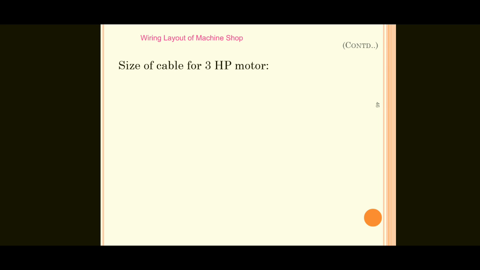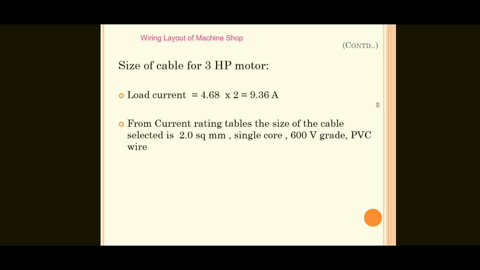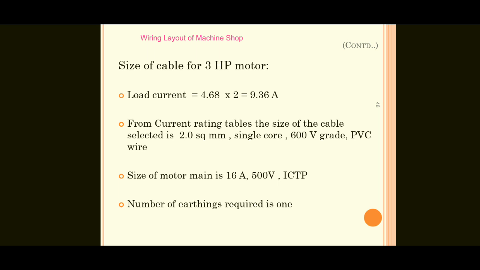Size of cable for 3 HP motor. Load current 4.68 into 2 is equal to 9.36 amps. From current rating tables, the size of the cable selected is 2.0 square mm single core 600 volt grade PVC wire. Size of motor main is 16 amps 500 volt ICTP. Number of earthings required is 1.